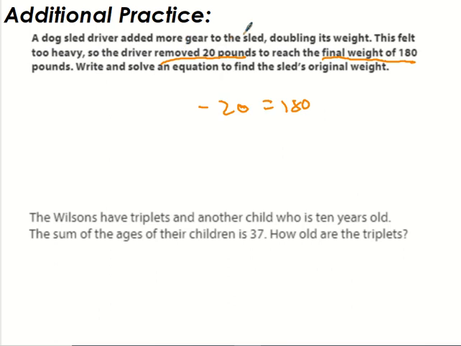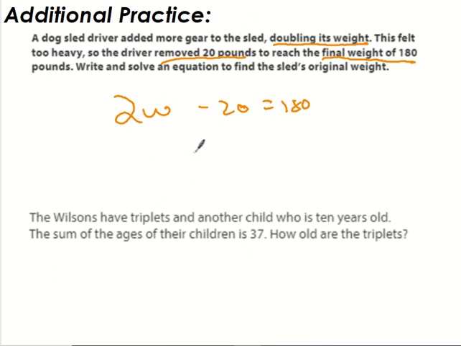Let's see, he added more gear to the sled, doubling its weight. So basically what he did is he took that original weight, we'll call the original weight W, because W stands for weight. Took the original weight and he doubled it. Well, that's when you multiply it by 2. Then it was too heavy, so he took out the 20 pounds. So he took his original weight, he doubled it, took away 20 pounds, and now his final weight is 180.